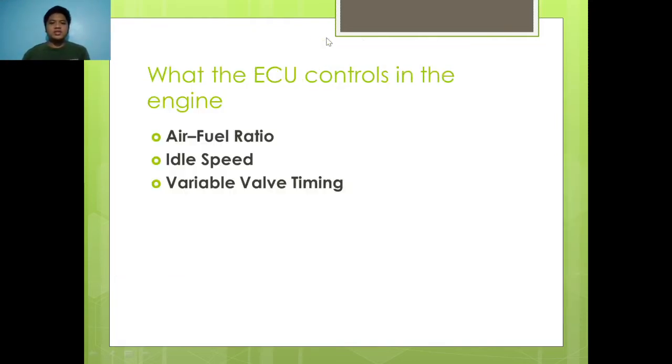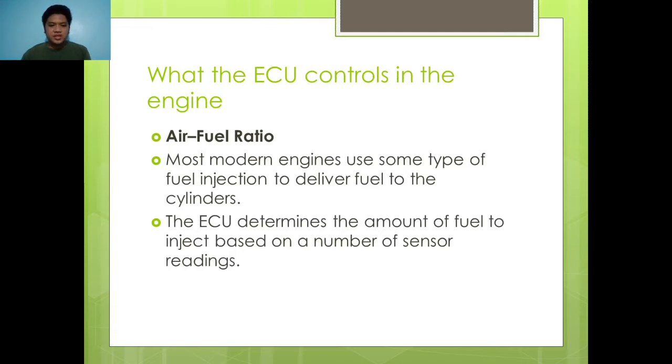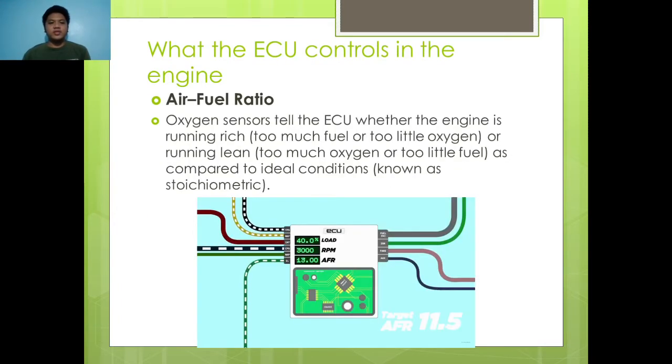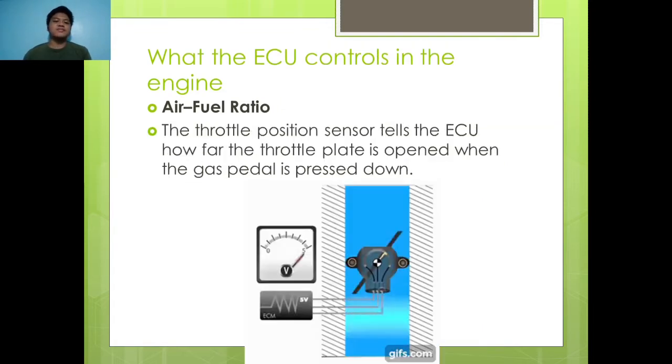What the ECU controls in the engine: air fuel ratio, idle speed, and variable valve timing. Air fuel ratio. Most modern engines use some type of fuel injection to deliver fuel to the cylinders. The ECU determines the amount of fuel to inject based on a number of sensor readings. Oxygen sensors tell the ECU whether the engine is running rich, too much fuel or too little oxygen, or running lean, too much oxygen or too little fuel, as compared to ideal conditions, known as stoichiometric.